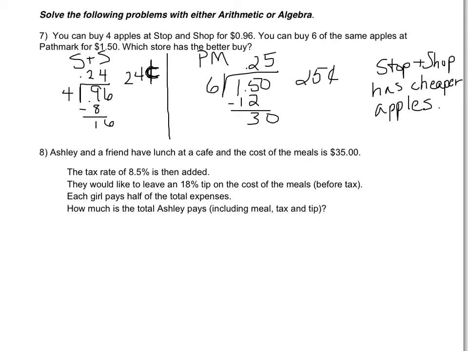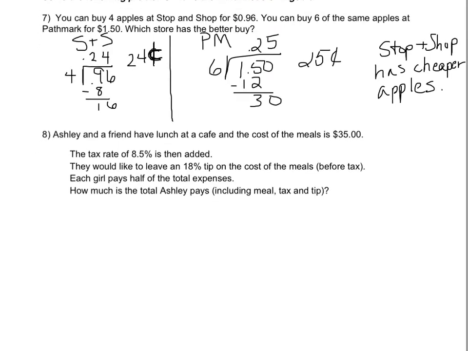And there's our sentence. So that one we used arithmetic because we used no variables. There's no x's in here, just straight numbers. All right. Number 8. Let's move this up.